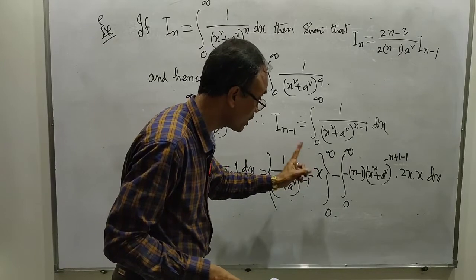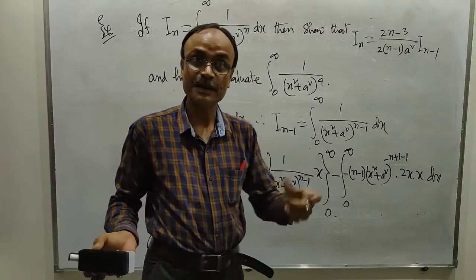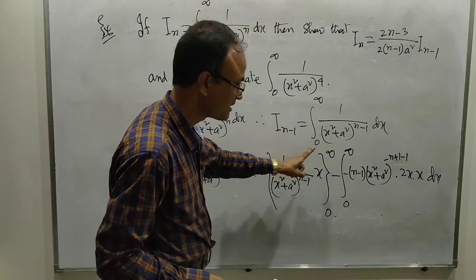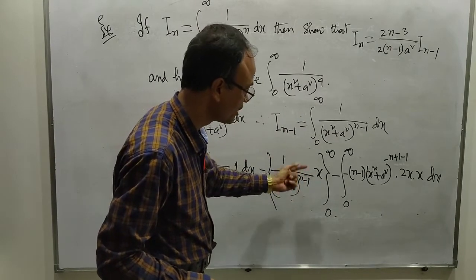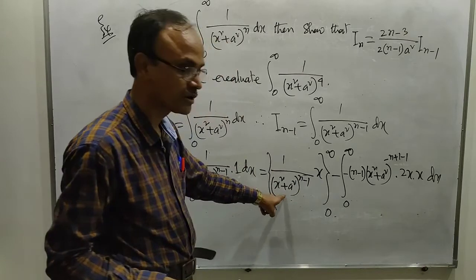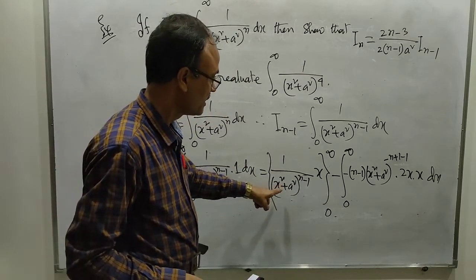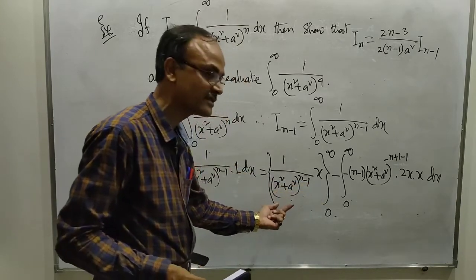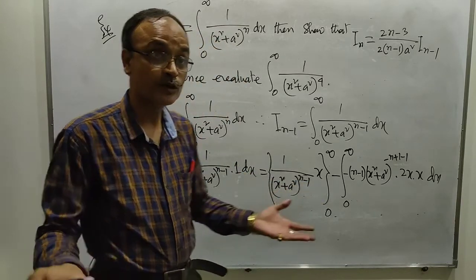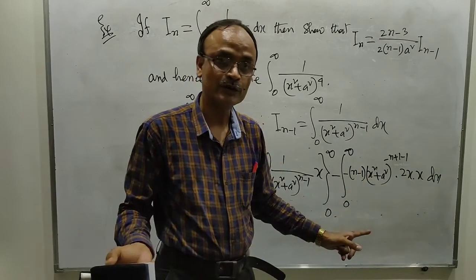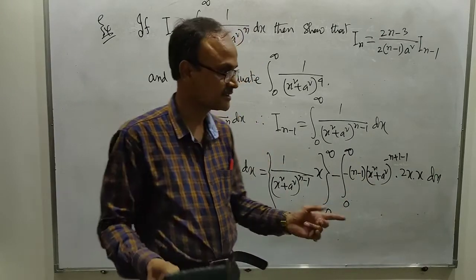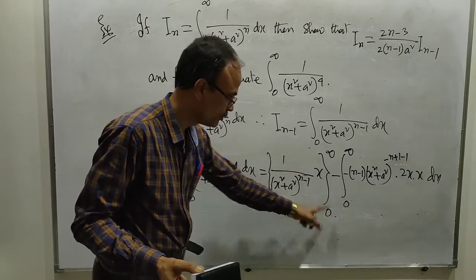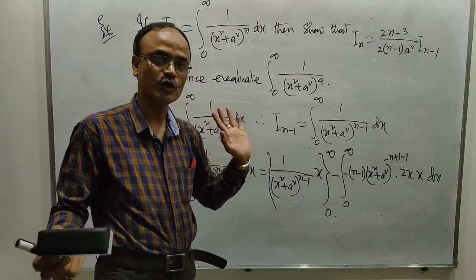If you put infinity, then it will be of the form infinity by infinity, so by L'Hospital's rule, differentiate the numerator and denominator. In the numerator it will be 1, and in the denominator it will be (n minus 1) (x square plus a square) whole to the power n minus 2 into twice x. Now put x is equal to infinity, it will be 0. In any case, there will be no contribution from this term. If you put x is equal to 0, it is obvious, 0.